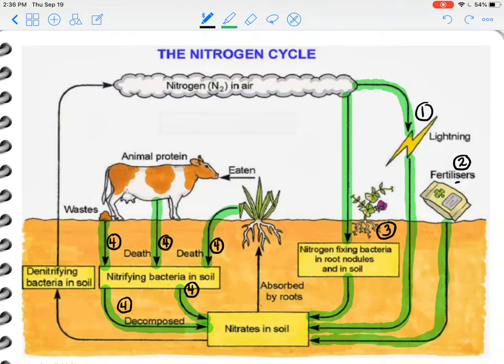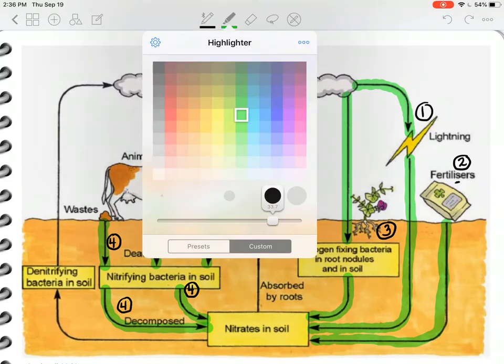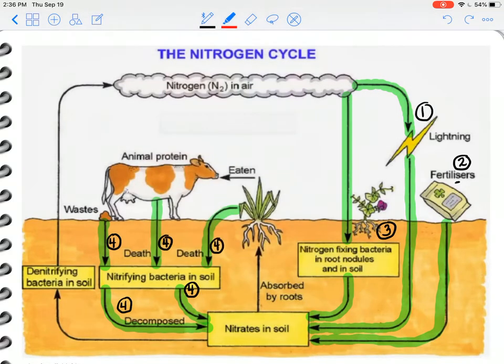Okay, so we have identified all of the pieces that are green. So now let's go the other way. Let's figure out how nitrogen moves up. Okay, so one way is that roots of plants absorb nitrogen. So they're pulling that nitrogen up into the plant.